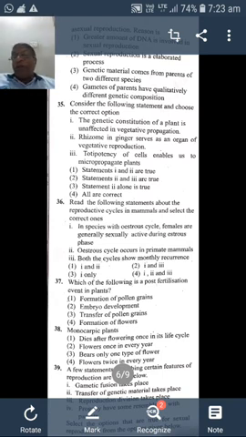Consider the following statement and choose the correct option. The genetic constitution of a plant is unaffected in vegetative propagation.